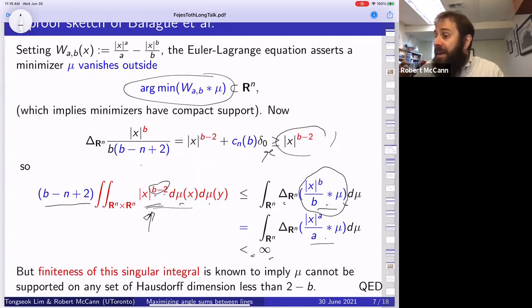The finiteness of a singular integral tells you that the mass of mu can't be too concentrated, otherwise this integral would blow up. And in particular, what it tells you is that the Hausdorff dimension is at least 2 minus b. And so somehow in Euclidean space, as soon as b becomes less than 2, the mass can't concentrate on points anymore. You can't assign a positive fraction of the mass at any point.